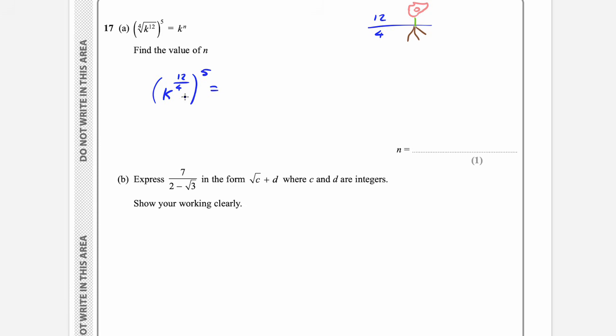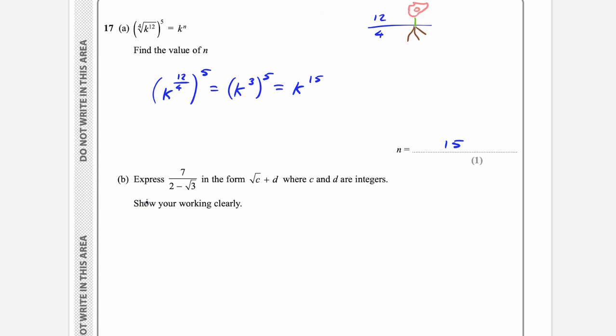Now obviously 12 over 4 is 3, so I can just do k to the power of 3, all to the power of 5, and that equals k to the power of 15. So you kind of ignore that until the end, and then you just find the value of n. Well, n is then just 15. It's just this power that we got. So n is equal to 15.